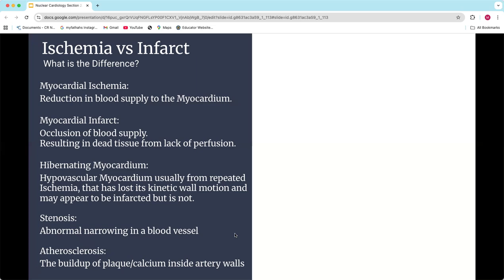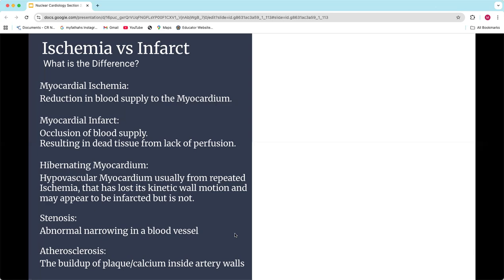And when we do viability tests, which we'll talk about next time, we're about the only ones that can assess whether myocardium is alive and has just lost its kinetic motion. And then the question is, is that area worth revascularizing? Do you go up to the cath lab and try to find a way to get that blood flow back and restore the wall motion, restore the kinetic activity? So that's hibernating myocardium.